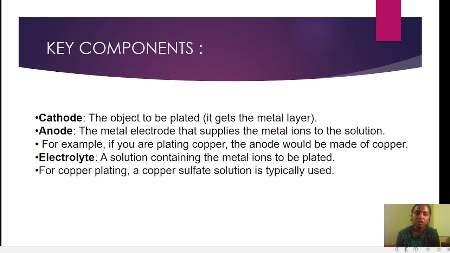Anode, the metal electrode that supplies the metal ions to the solution. We use the anode for passing the metal ions into the solution. Electrolyte, a solution containing the metal ions to be plated. It is the medium where the coating takes place, containing the metals that need to be coated. For copper plating, a copper sulfate solution is typically used. For iron plating, an iron sulfate solution needs to be used.